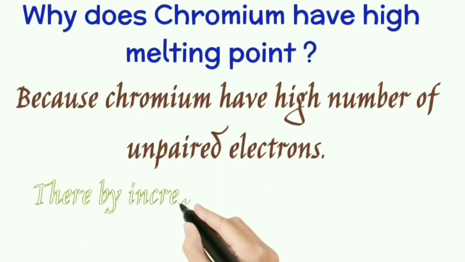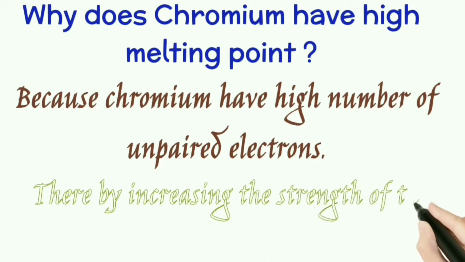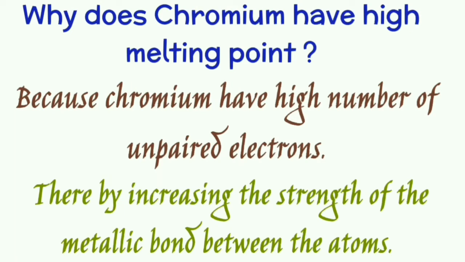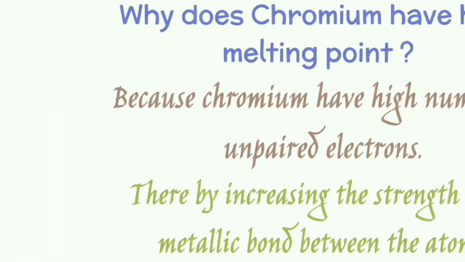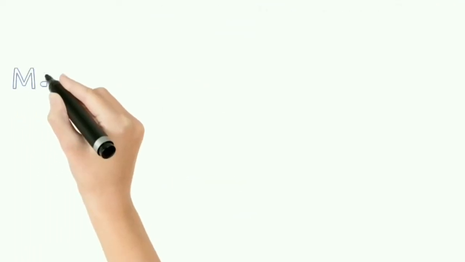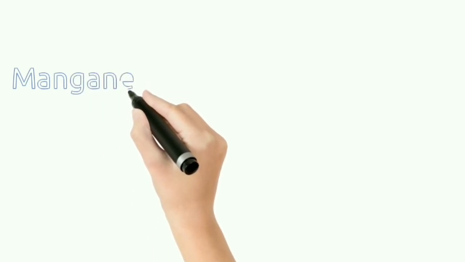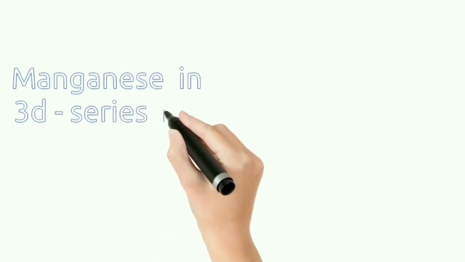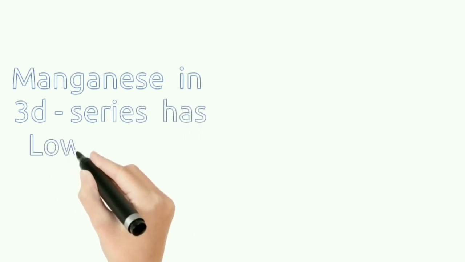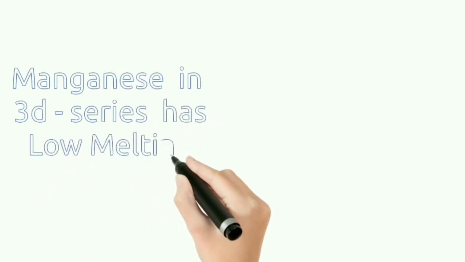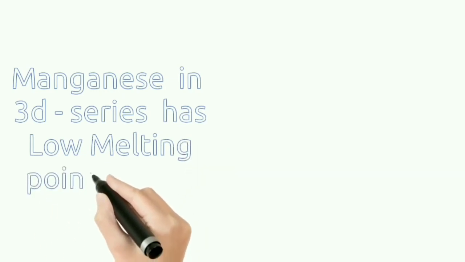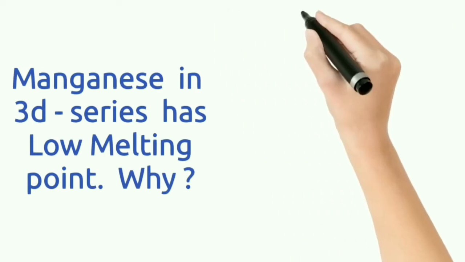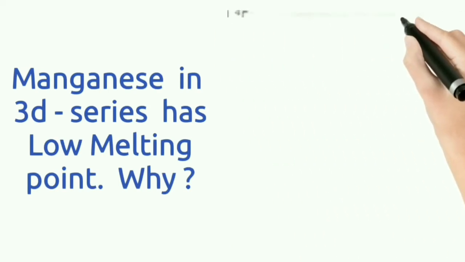Because it has more number of unpaired electrons. As I told you, it has argon 3d5 4s1 configuration, and it increases the strength of the metallic bond between the atoms. The more the number of unpaired electrons, the greater the strength of the bond. Let's see the next question: why manganese in the 3D series has low melting point. Here we have the pointers that in manganese we have argon 3d5 configuration.